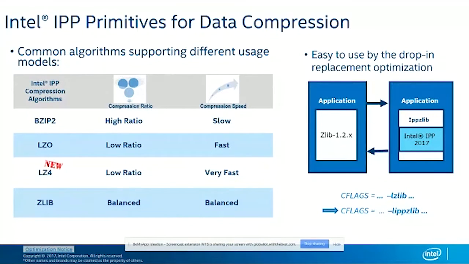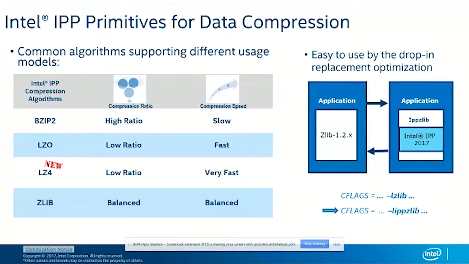So from the IPP point of view, it can support different ways of data compression. If you just want high compression, you can choose bzip2 or zlib. If you want very fast compression algorithms, you can choose LZO and LZ4.